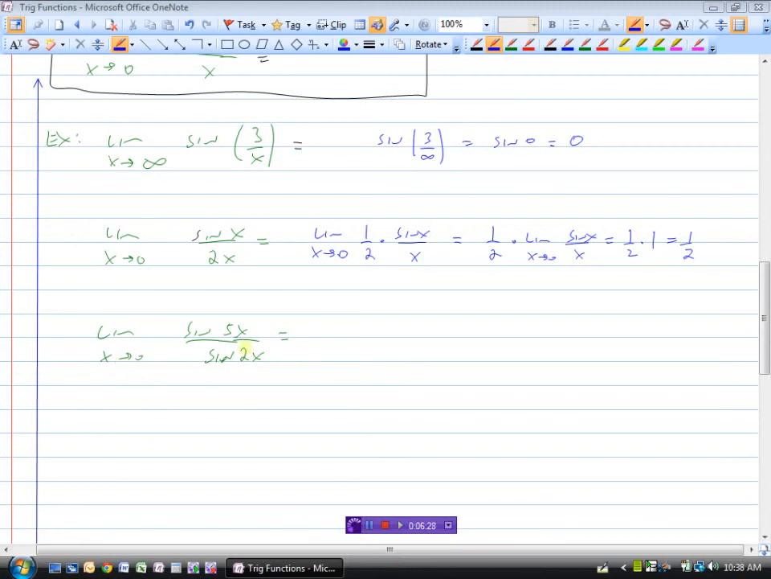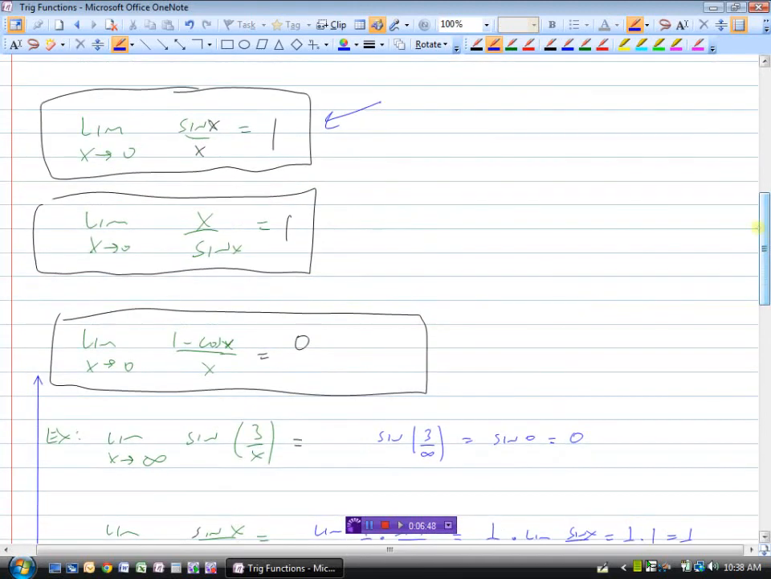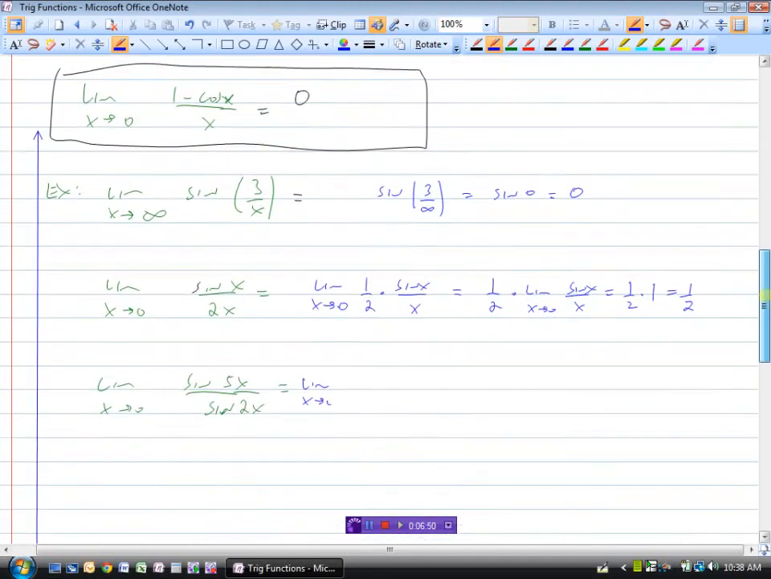Limit as x approaches 0 of sine 5x over sine 2x. If we try to put 0 in, 5 times 0 is 0, sine of 0 is 0. We get another one of these 0 over 0 things. So, problem. The other problem is this one doesn't look anything like our identity here, sine x over x.